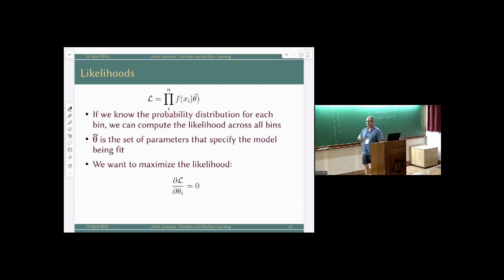Because you can think of each bin as basically being independent, the probability of seeing the set of data that you actually saw, for all the bins, is the product of the individual likelihoods of every bin. And then when we want to maximize it, basically what you want to do is take the derivative of the likelihood with respect to each one of your parameters and set that equal to 0.